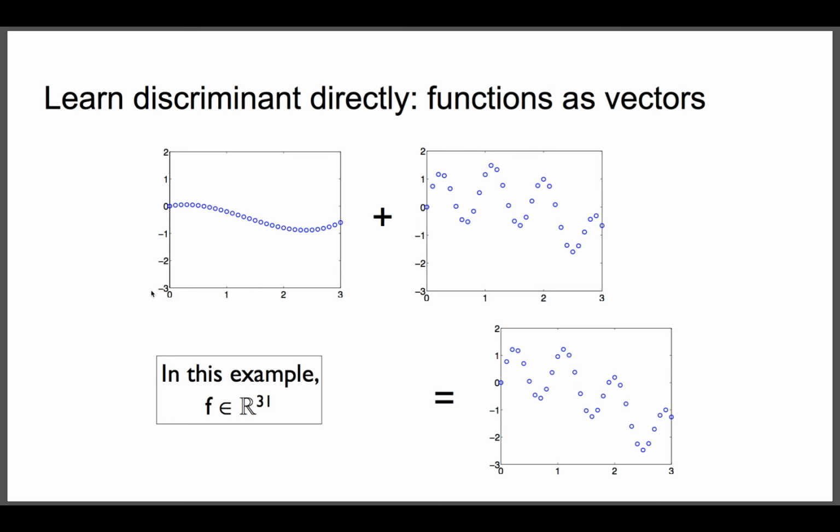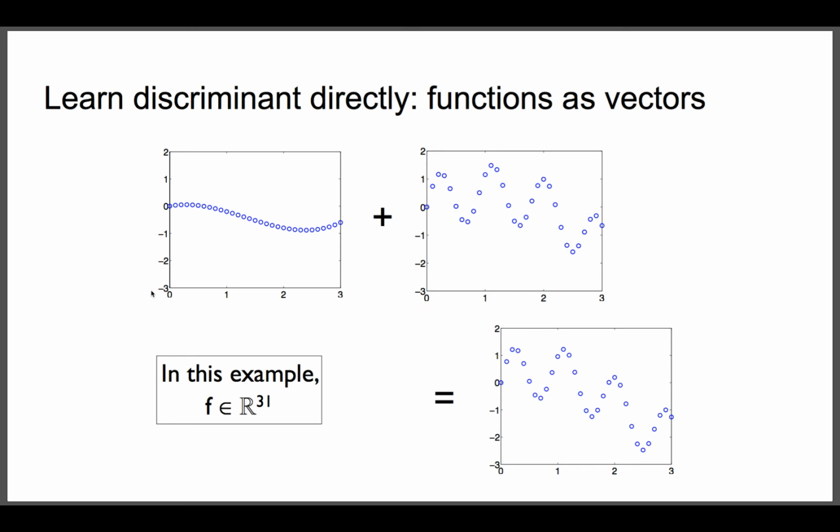We can think of just looking in the extremely flexible class of discriminant functions that's, let's say, all square integrable and infinitely differentiable functions on the unit interval, right? So if we could learn a discriminant function out of that class, we'd be able to solve almost any classification problem. And to do that, we're going to have to go back to this idea of functions as vectors.